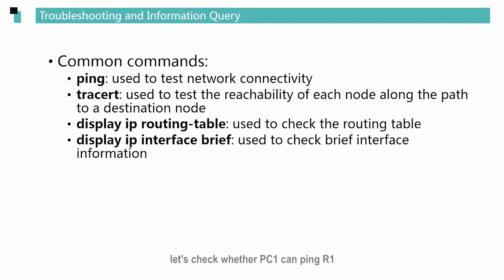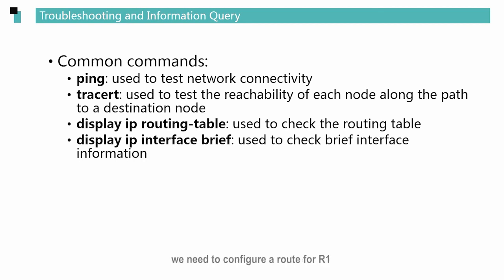First, let's check whether PC1 can ping R1. The ping succeeds. Can PC1 ping R2? Let's have a try. The ping fails. Because R2 has no route to PC1, this means that PC1 cannot ping R3 or PC2 either. To allow PC1's packet to reach PC2, each hop along the path must have a route to PC2. However, R2 and R3 do not have such a route.